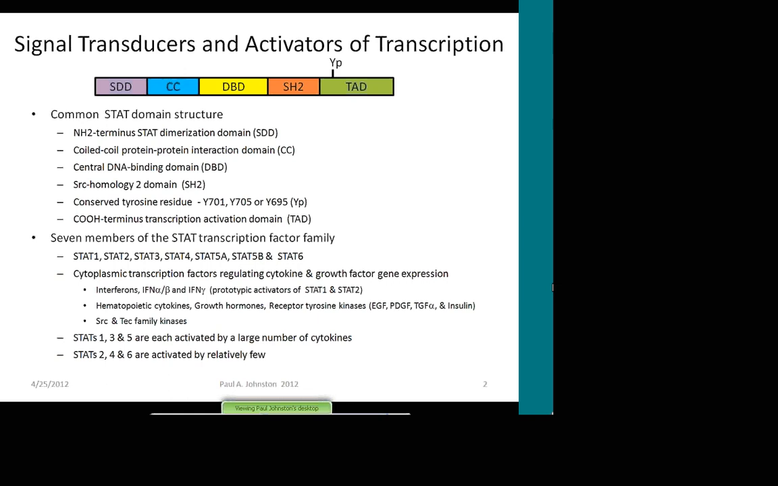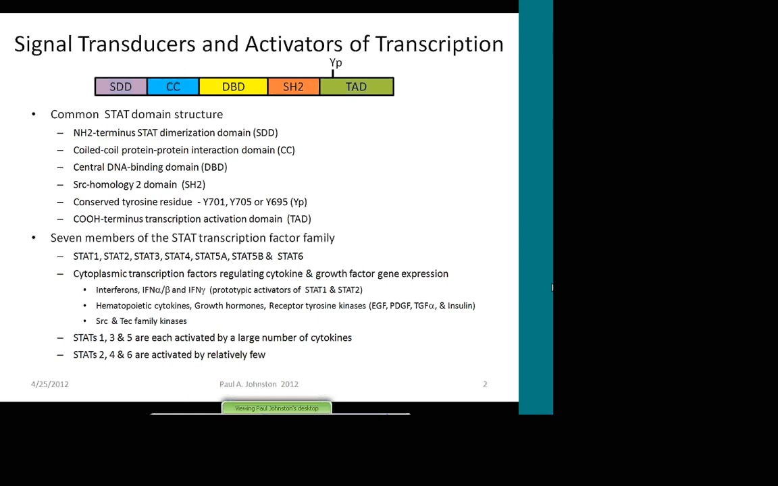The signal transducers and activators of transcription, there are 7 members of the STAT family: STAT1, 2, 3, 4, 5A, 5B, and 6. They are cytoplasmic transcription factors regulating cytokine and growth factor gene expression, and they have a common domain structure. There's an amino-terminus STAT dimerization domain, a coiled-coil protein interaction domain, a central DNA binding domain, and an SH2 (Src homology) domain.